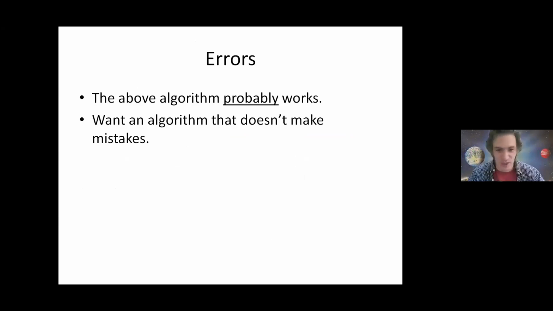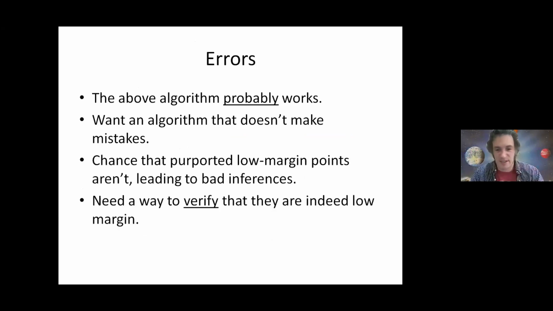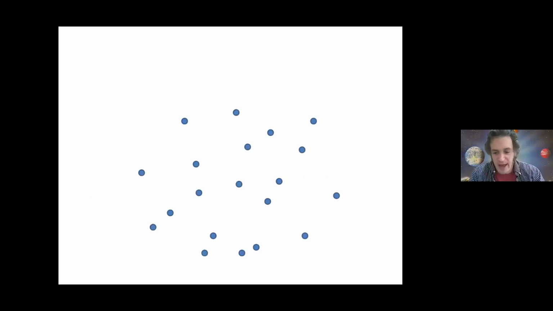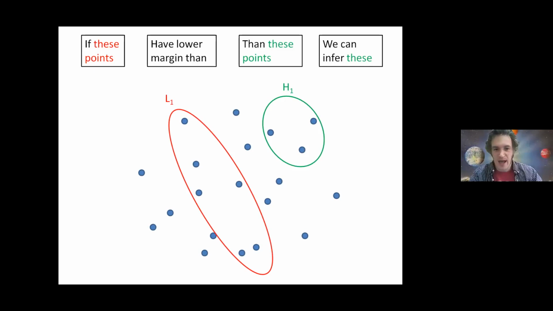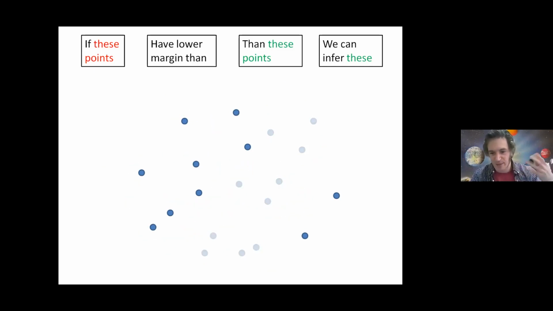And I guess I'm running a little bit over, so I'll try and do this quickly. The above algorithm probably works, but if you want something that doesn't make mistakes, you need to deal with this fact that these purported low margin points might not actually be low margin. To briefly review how the algorithm works, round one produces some low margin points and some high margin points. And we can literally conclude that if these low margin points all have much lower margin than the high margin points, we can infer the high margin points. And so we do that, and then we do it again, and then we do it again.